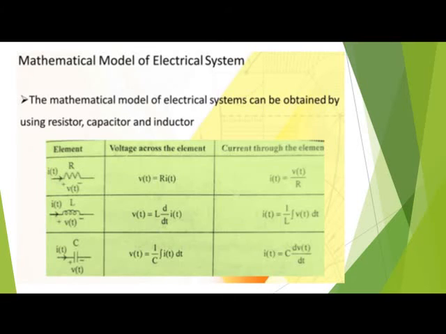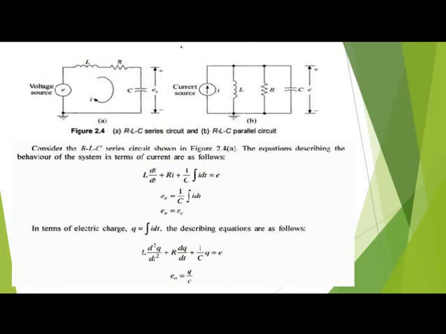The same mathematical model of the electrical system is obtained for the resistor, inductor and capacitor. For all three elements, considering the voltage across the element and the current through the element: for the resistor, I of t is V of t divided by R, and V equals I into R. Similarly for the inductor, V of t equals L into di by dt, then I equals 1 divided by L into the integration of V of t. For the capacitor, V of t equals 1 by C into the integration of I of t, then I of t equals C into dV by dt.